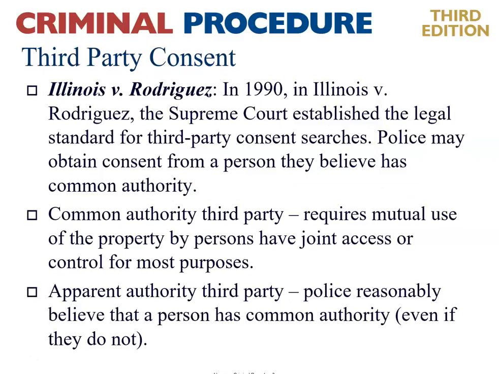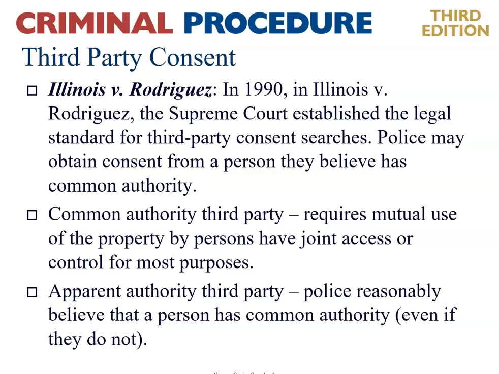A couple of other cases, Illinois versus Rodriguez. Here, the Supreme Court established the legal standard for third-party consent searches, and the police may obtain consent from a person that they believe has common authority. So again, common authority third party requires mutual use of the property by persons. They have joint access or joint control for most purposes. And then apparent authority third party means that police, again, reasonably believe that a person has common authority.